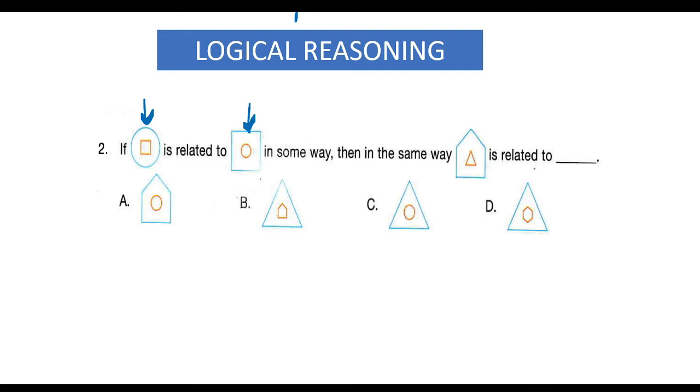So in a similar way, what we need to find out is a pentagon outside with a triangle inside is related to, so what it should be? The triangle now should be outside and inside should be a pentagon. So which option gives us that shape? So the right answer is answer B.